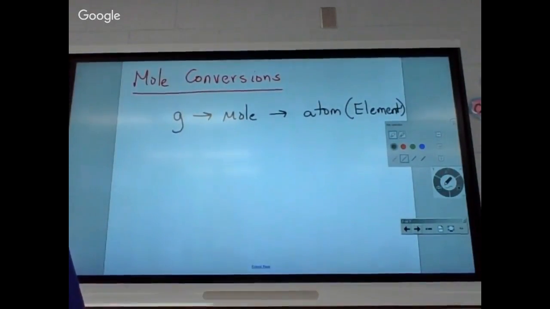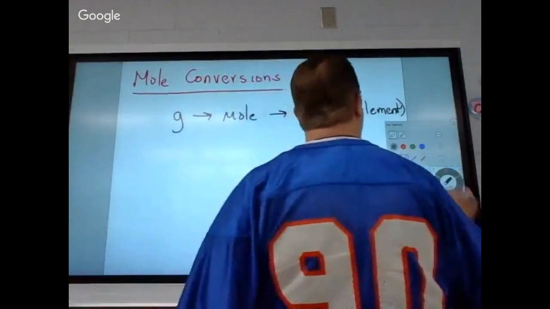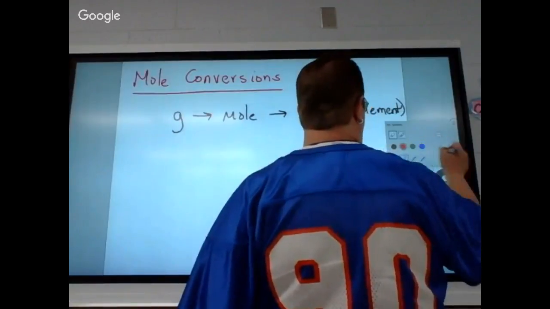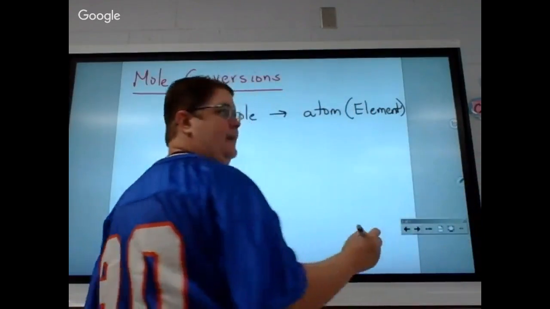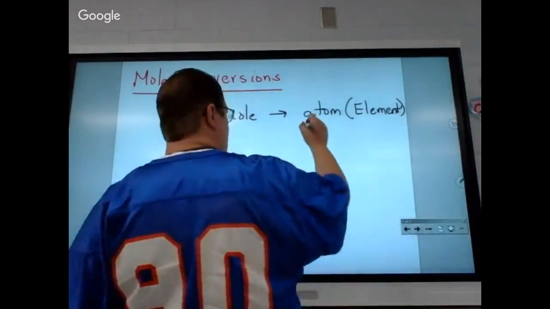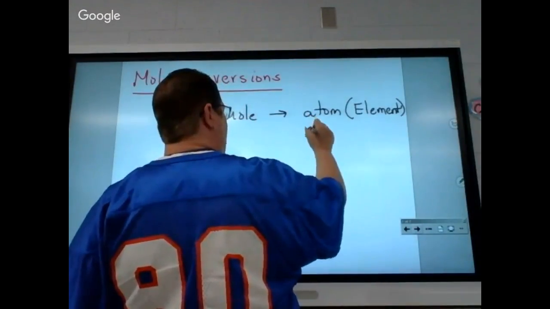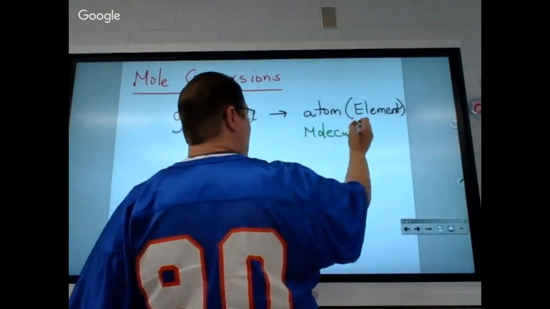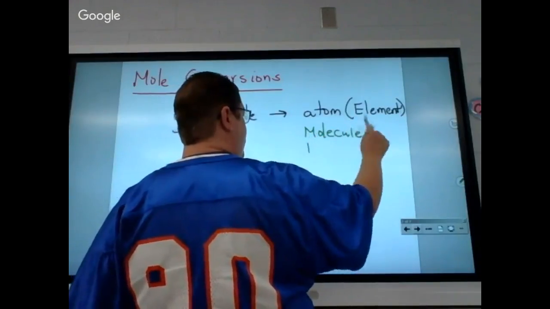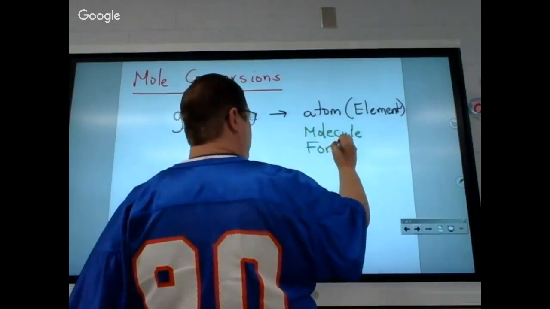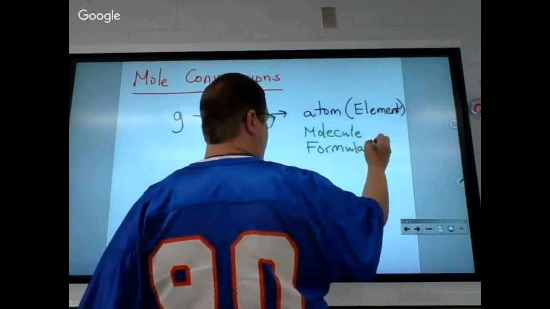So we need to add to this chart. Yes, we do. It's not hard. Y'all are making a mountain out of a molehill here. We're not even going to make it longer today. Okay? So we're going to add a molecule here. And we're going to add a formula unit here.